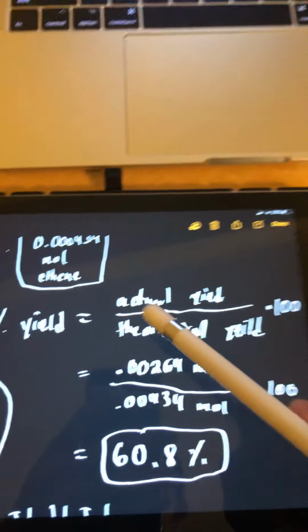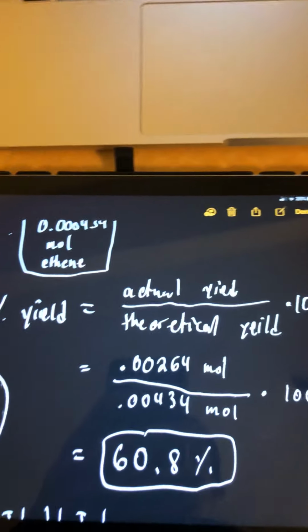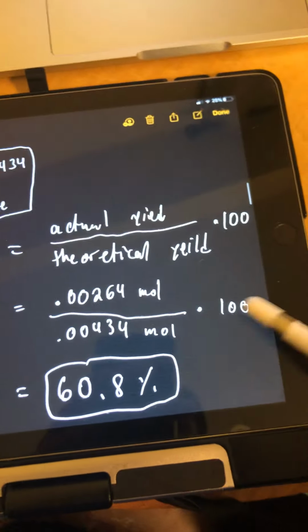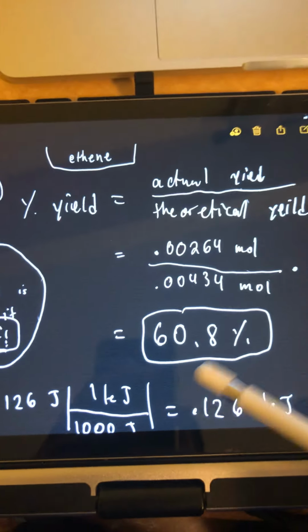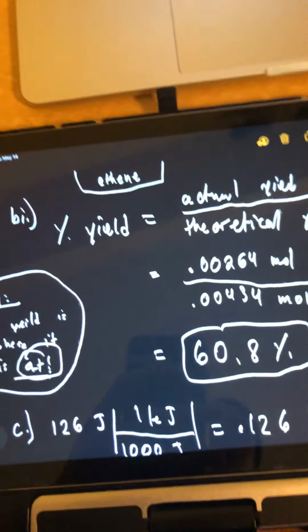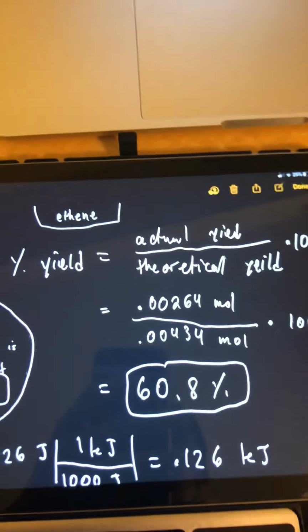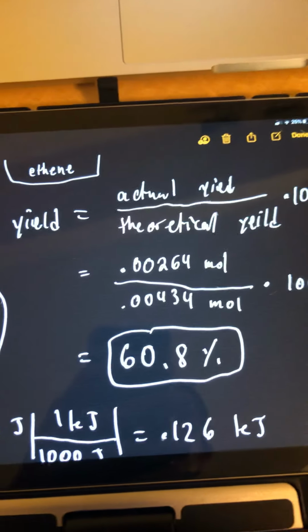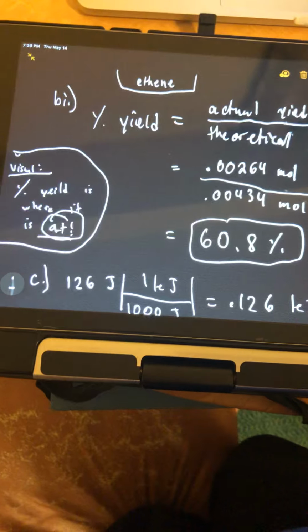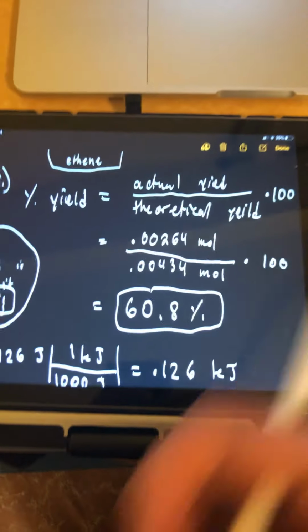So percent yield is equal to actual over theoretical times 100, and we have those values right up top. We just plug and chug, times 100. Percent yield is saying how much was actually yielded over how much we expected. After I do that calculation, dividing and multiplying, it's 60.8%.